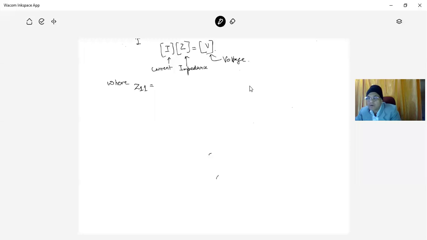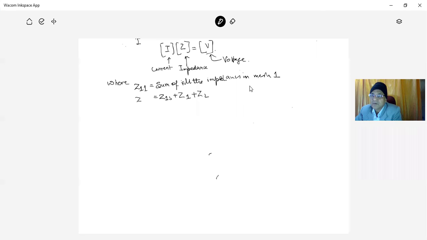Z11 will be the sum of all the impedances in mesh 1, that is Z1A source plus Z1 plus Z2. This one is Z11.